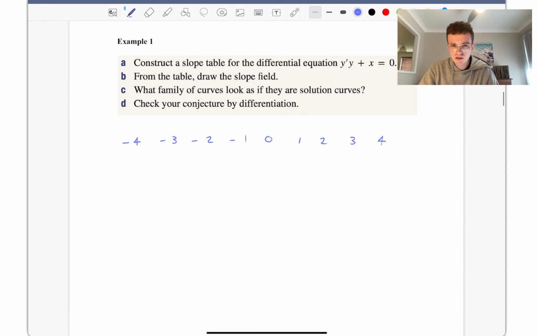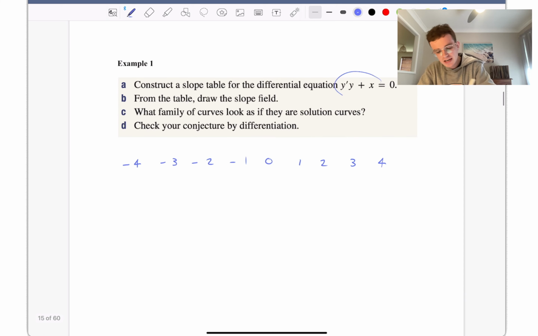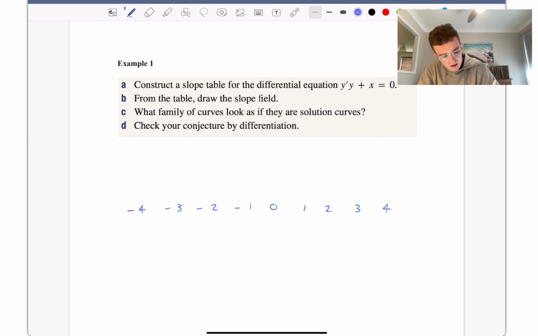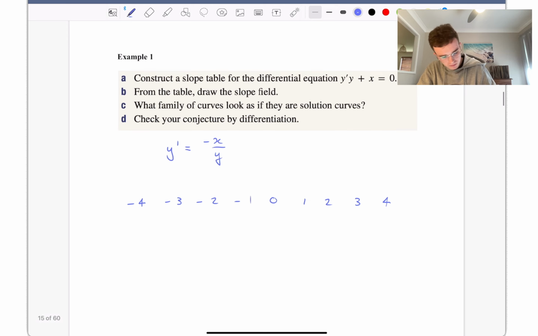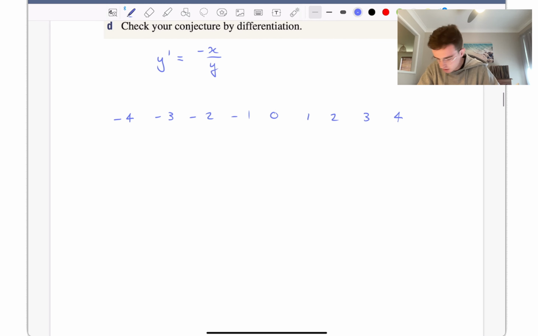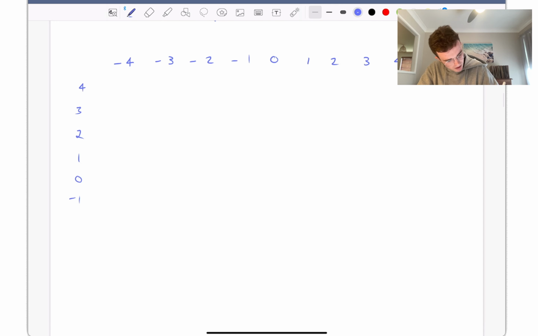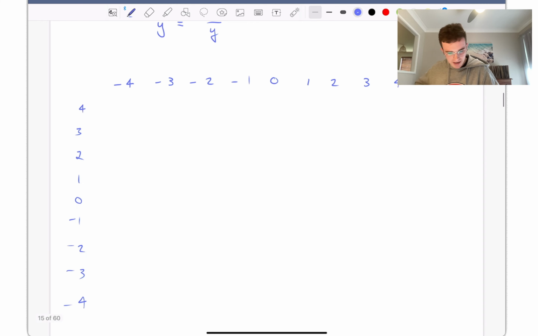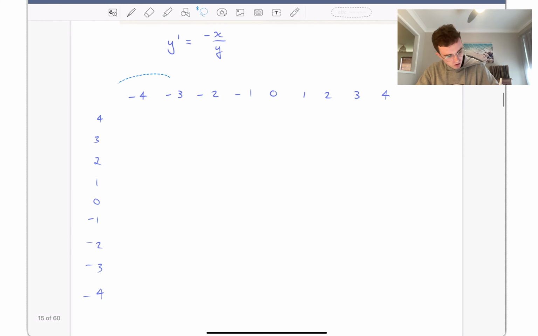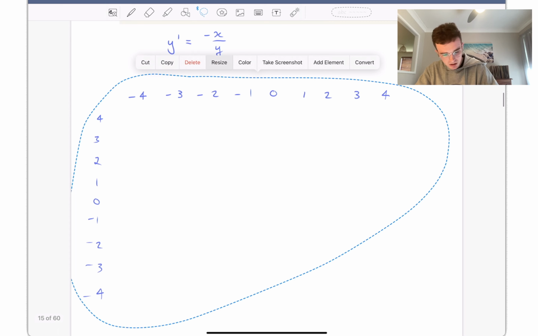Now we need to find the gradients at different points. So we actually need to make y dash the subject of this equation. So I might do that first. So we hopefully can see that y dash is going to be minus x on y. Now let's do the same for our values of y. So I might go 4, 3, 2, 1, 0, -1, -2, -3, -4. I actually might make this table a bit smaller so I can draw my solution next to it.